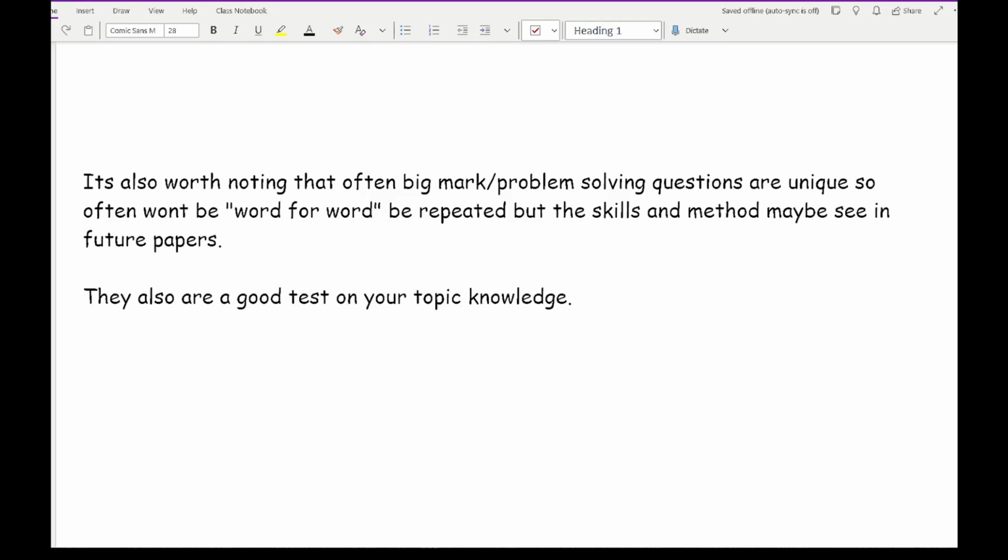Now, practicing big mark questions is a really good way of testing your subject knowledge. So once you feel you've mastered a particular topic, try and seek out, either through textbooks, exam papers, past exam questions, websites, revision guides, or even asking your teacher, big mark questions related to that topic to properly test your understanding of that particular topic.